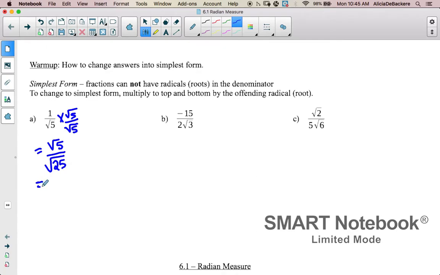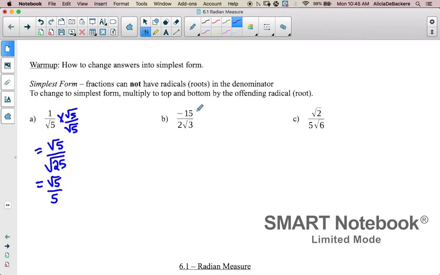And now I'm going to try to simplify this. When I look at the square root of 5, there's nothing I can do to simplify that. But the square root of 25 is a number that I can square root, so I do that and I get 5. Now my answer is in simplest form. So we'll take a look at another example.